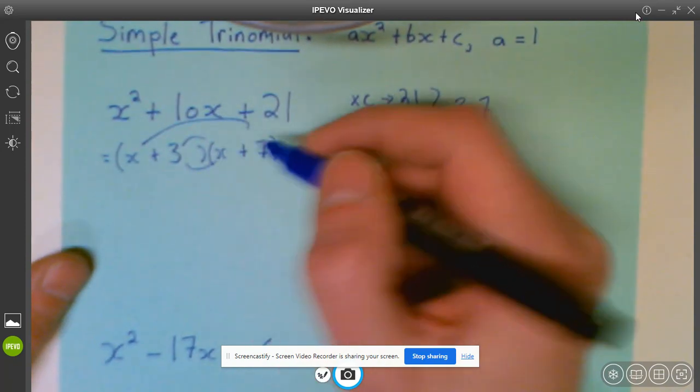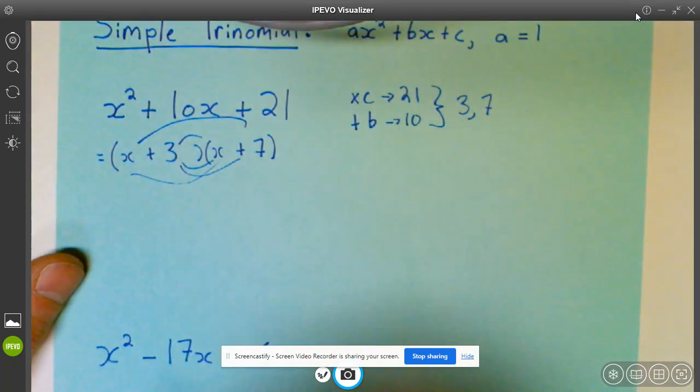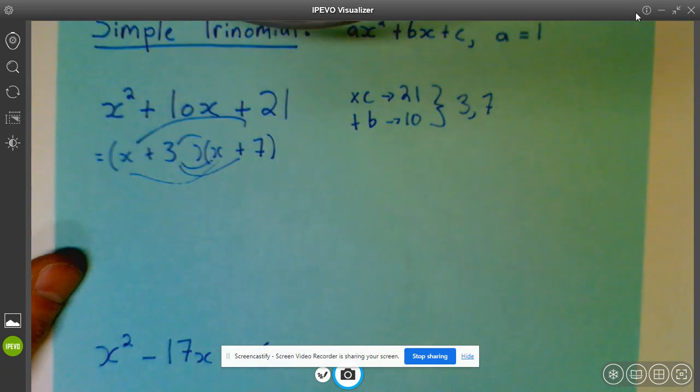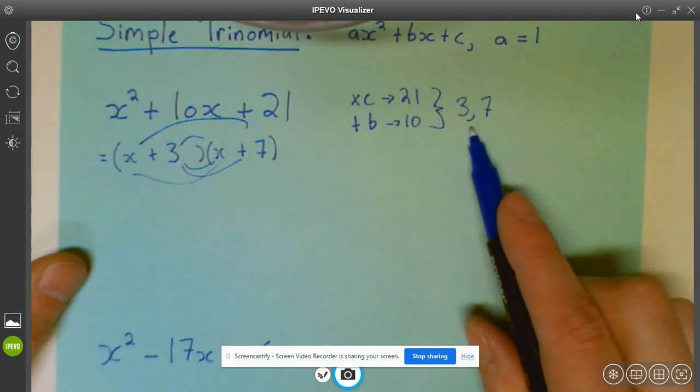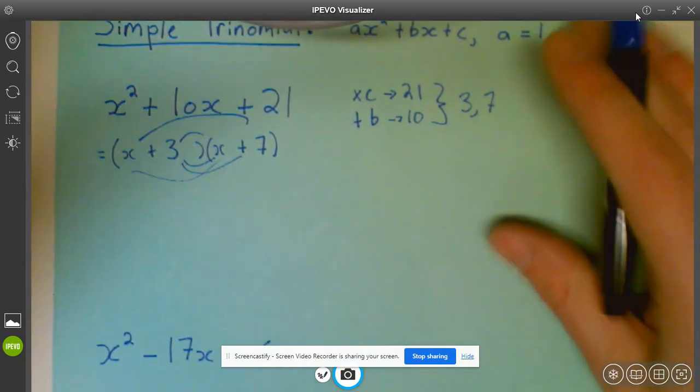So if you ever want to check your answer, you could FOIL. I think I'm drawing those arrows right. And you can kind of get back to where you started. So in the simple trinomial, we're thinking of 2 numbers that multiply to c and add to b. And then sticking those numbers in the brackets.